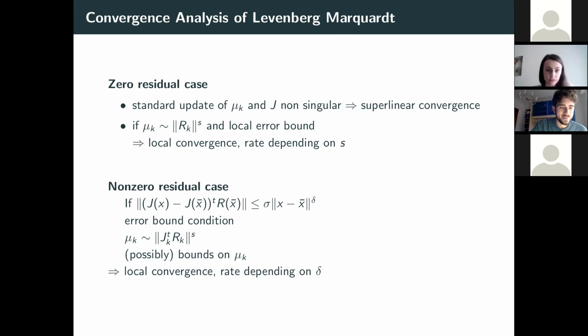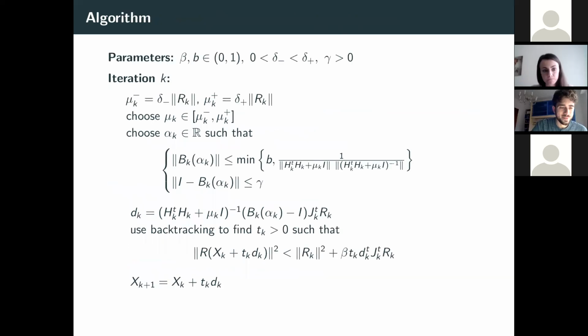Okay, so this is the convergence analysis for Levenberg-Marquardt. I will now show the two theorems, one global and one local, that we proved for our method. This is the algorithm scheme of our method that we use to prove convergence.